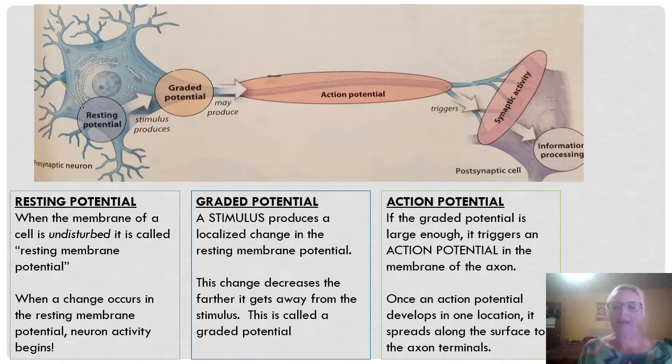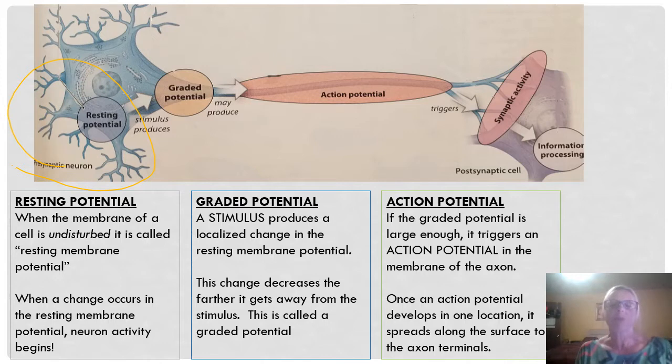It is more negative on the inside, more positive on the outside, has a higher concentration of potassium on the inside, higher concentration of sodium on the outside. All right, so when a change to that resting potential membrane occurs, that's when the neuron starts getting to work and gets busy. Okay, and so dendrites, remember, these are receivers. These receive information over here.